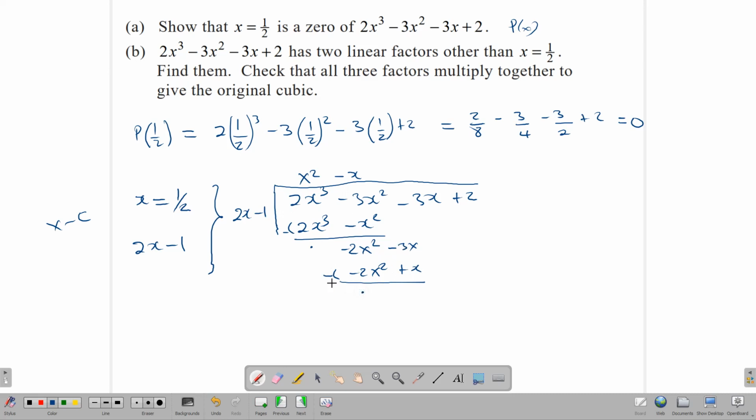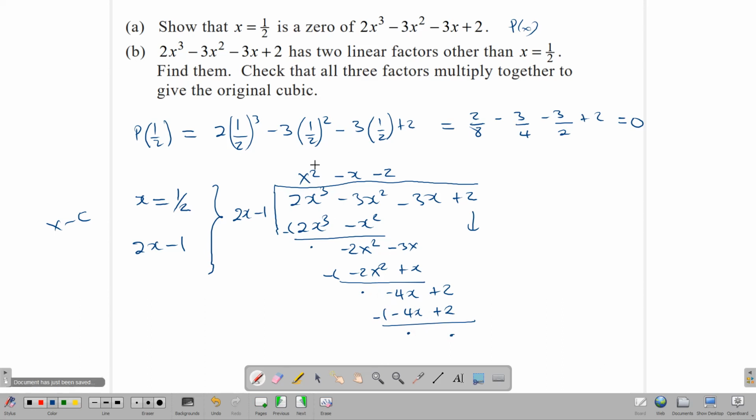And negative 3x minus x will give us a negative 4x. 2x into negative 4x gives us negative 2. And we need to carry down that 2. So 2x times negative 2 gives negative 4x, and negative 1 times negative 2 gives us our positive 2. So you'll see that we have no remainder.